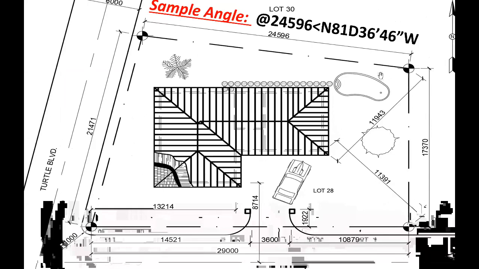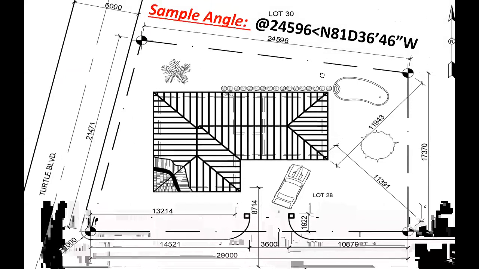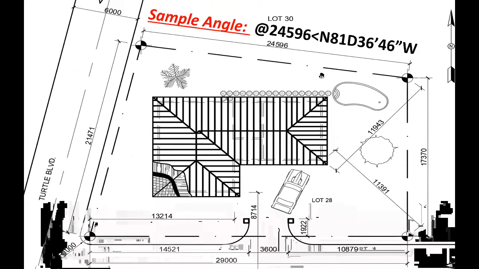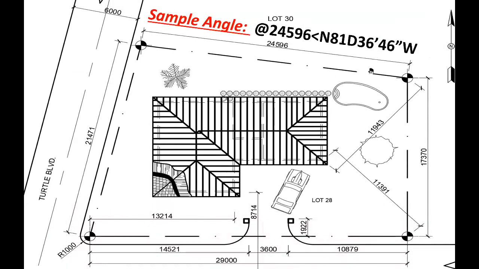And then afterwards, we would have to turn off the ortho and be able to draw this boundary. You notice this one is going between north and west, so it's actually northwest. The angle is 81 degrees, 36 minutes, 46 seconds.